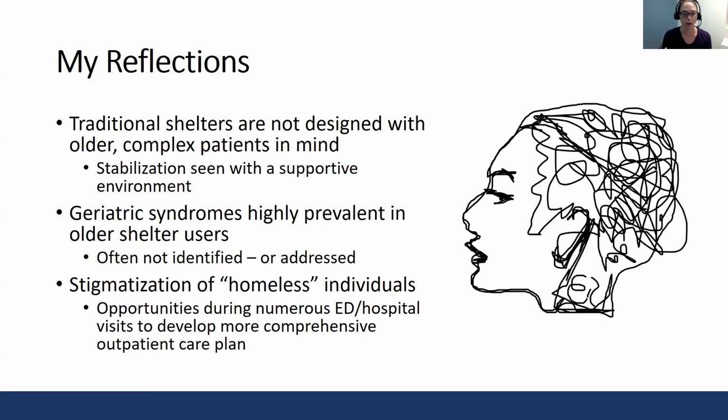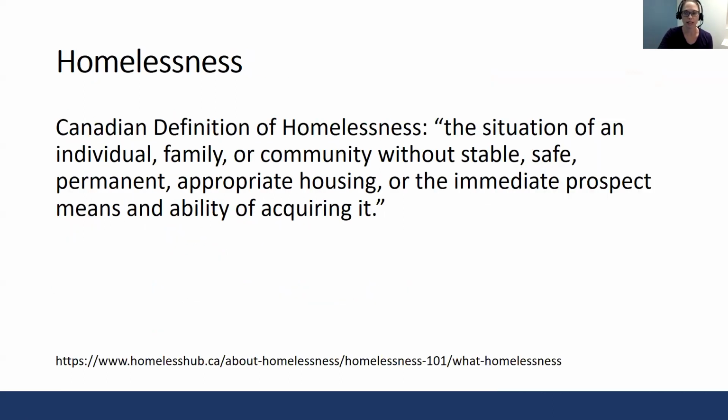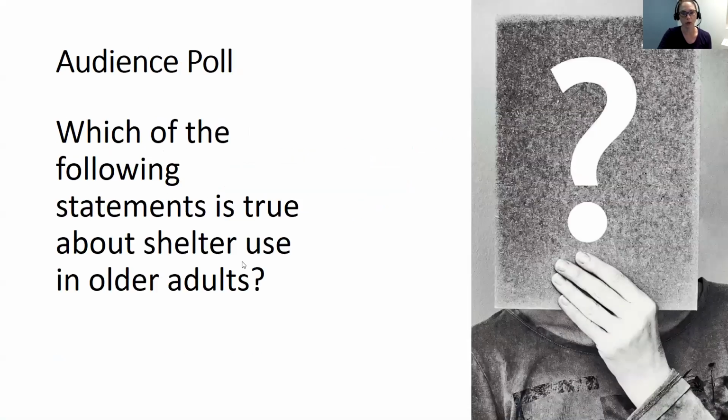So as pointed out, there were missed opportunities. And I had to stop and wonder, were some of those missed opportunities because there was stigmatization of this patient being a shelter user. So this forays into the outline and talking a little bit about older adults experiencing homelessness in Toronto and Canada. So, the definition of homelessness in Canada: the situation of an individual, family, or community without stable, safe, permanent, or appropriate housing, or the immediate prospect or means of acquiring it.